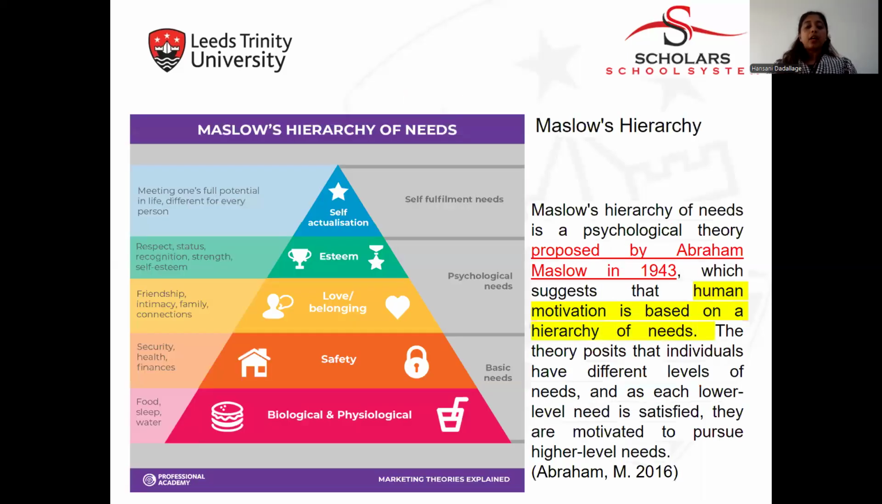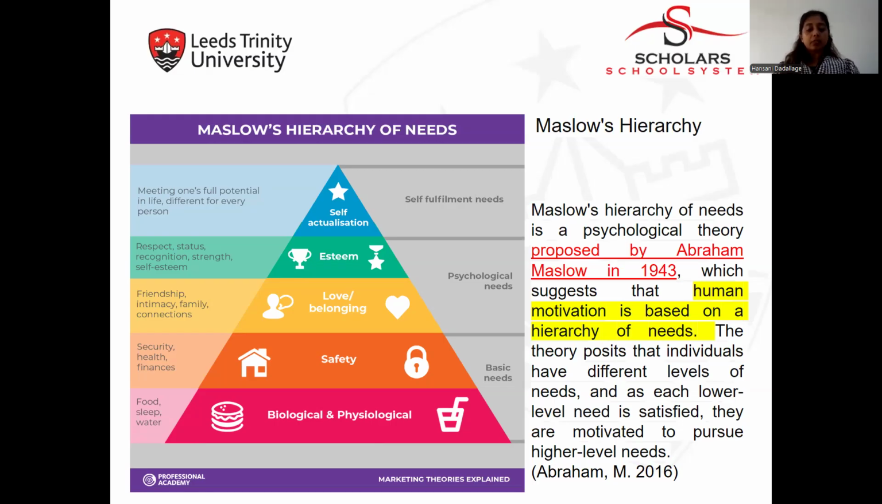Now let's see what Maslow's hierarchy of needs is. Maslow's hierarchy of needs is a psychological theory proposed by Abraham Maslow, which suggests that human motivation is based on a hierarchy of needs. The theory posits that individuals have different levels of needs, and as each lower level need is satisfied, they are motivated to pursue the next level of needs. So starting from the lowest level, it goes up in the hierarchy so that individuals will seek the next level once the lower level needs are satisfied.